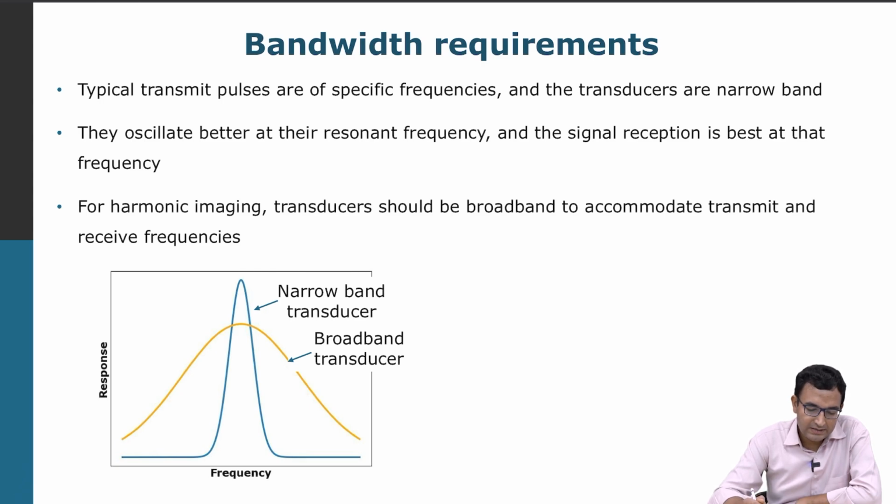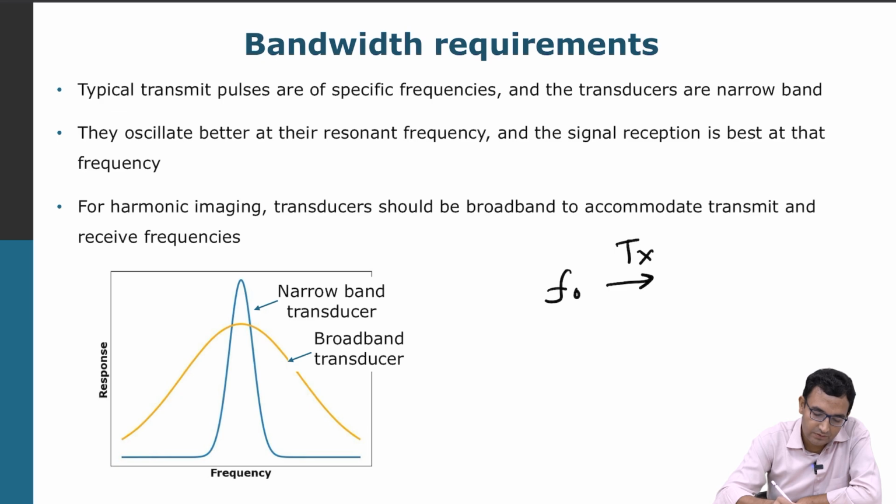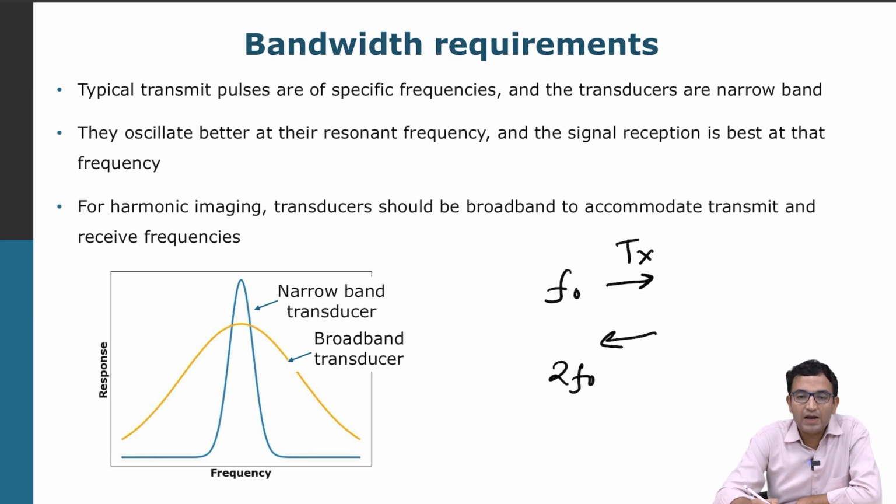So now let us discuss what kind of transducers are needed for harmonic imaging or tissue harmonic imaging. You would need transducers that are sensitive to both the transmit frequency as well as the receive frequency. So for example, if I am sending the signal at F0 and now the received signal is at 2F0, then my transducer has to be sensitive at F0 as well as 2F0.